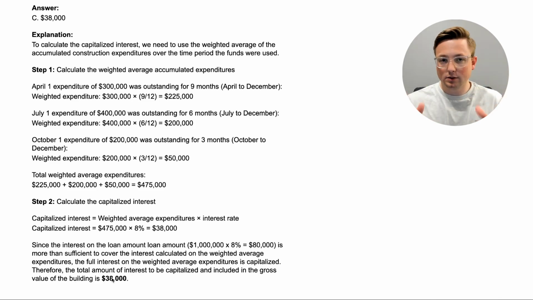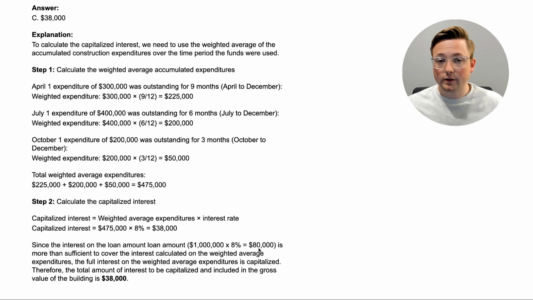Now, again, let me talk about that a little bit more. This $80,000 over the course of the loan, if for some reason the interest from the weighted average expenditures was actually greater than the total interest that comes from the loan, so if for some reason this $38,000 was actually $90,000, you actually can't go over the total interest from the life of the loan, from any loans that are used to do the construction of the project. So it can't go over this $80,000.